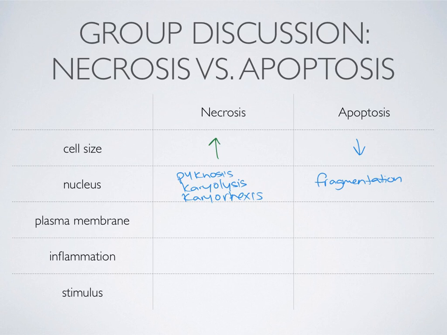How about membrane? What happens with necrosis? We saw that on the electron micrograph. Yeah, it breaks down, it forms holes. Whereas in apoptosis, very important, the membrane stays intact. So you have those apoptotic bodies coming off, but the membrane itself stays intact.